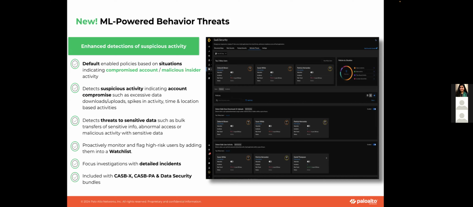Another very important thing is the incidents. We make sure that we only create top incidents for each policy, so that we avoid false positives and reduce the noise from the admin perspective. And last but not least, this product is currently based on the SaaS API application. That's why it is included in the CASB X and CASB PA bundles, and if you have a data security bundle, then you are able to get access to the behavior threat solution.